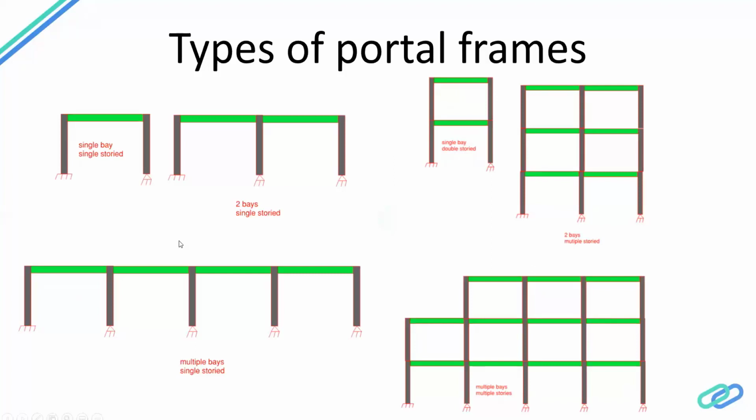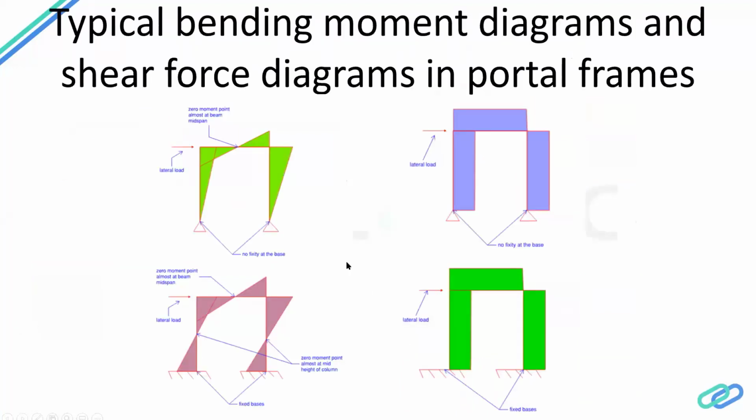And these are actually real life structures as well, because if you consider any typical building, for example a typical RCC building, that is basically a system of beams and columns. So this kind of structure is very common. So here are some of the common bending moment and shear force diagrams for this kind of structure as well.